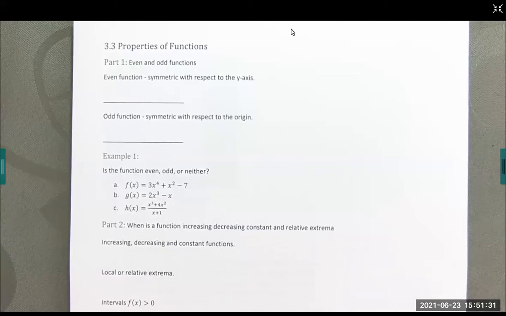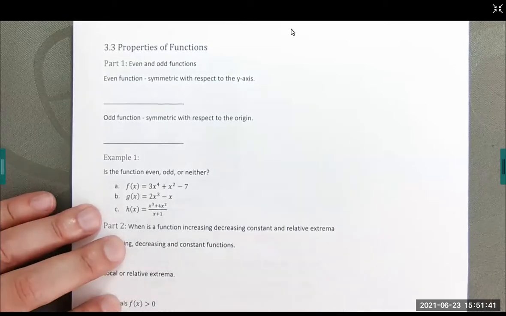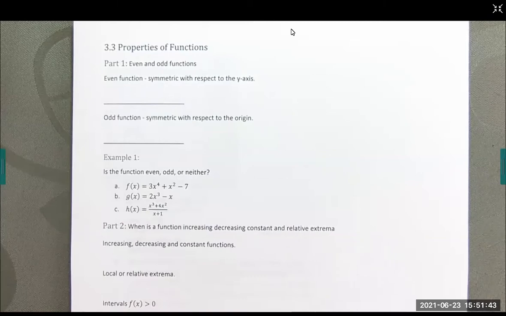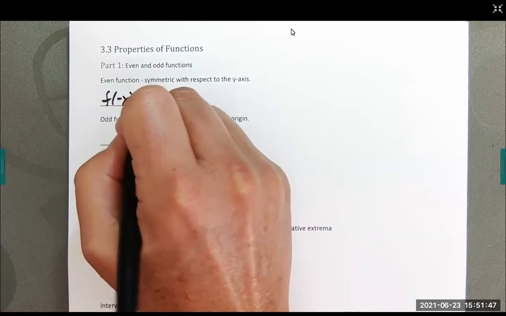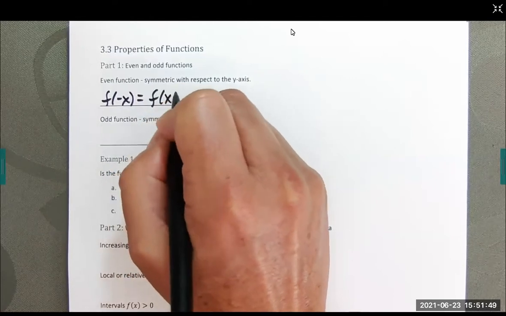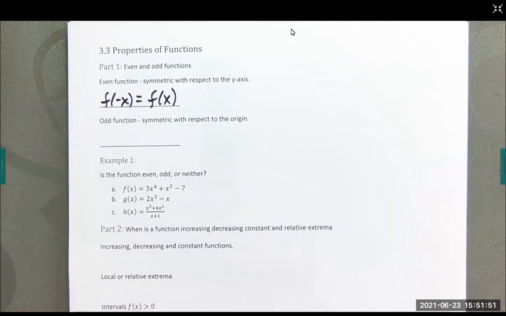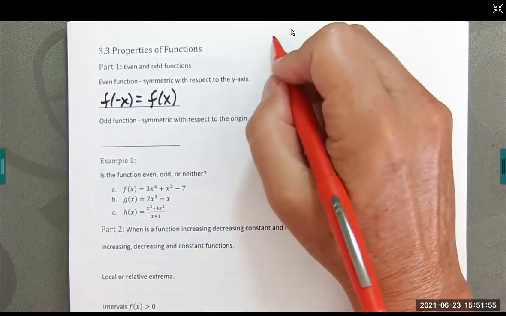Welcome back, everyone. We're going to continue with chapter 3, section 3, and we're going to talk about some new properties of functions, and we're going to start with even and odd. An even function means that f of negative x is the same as f of x, so it kind of absorbs the negative. And let me show you a little picture of what I mean by that.